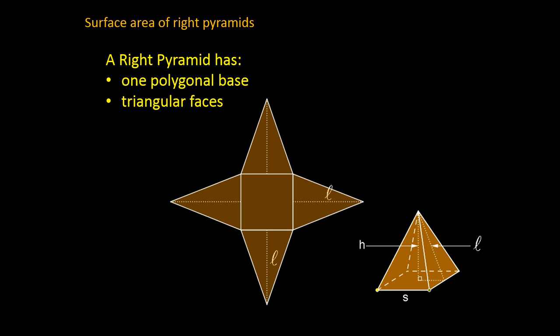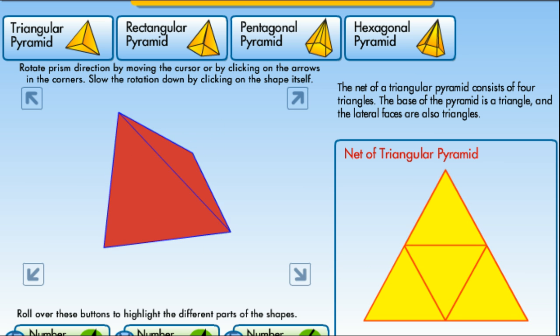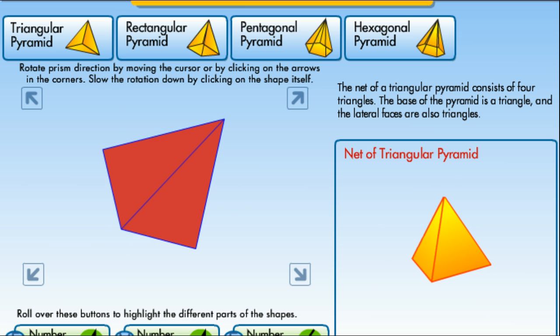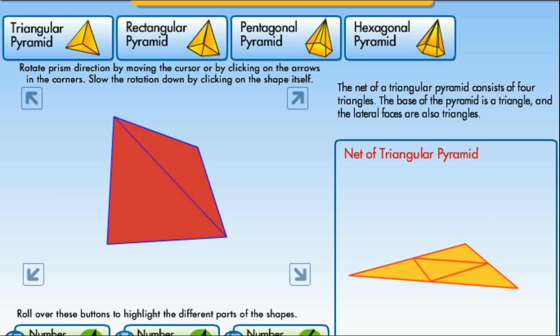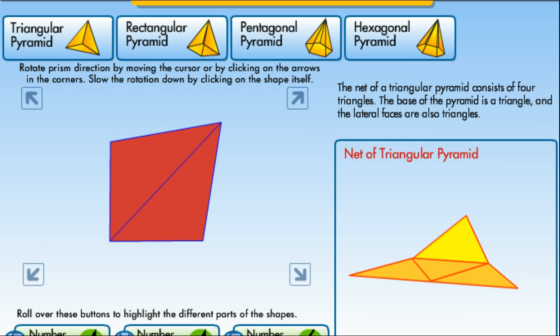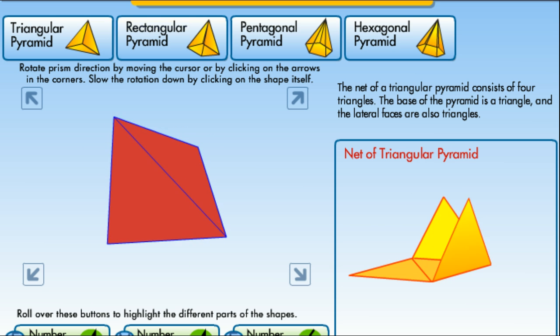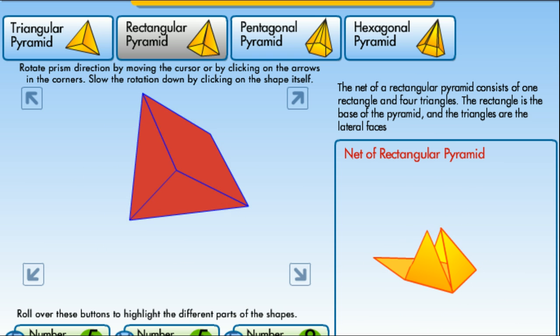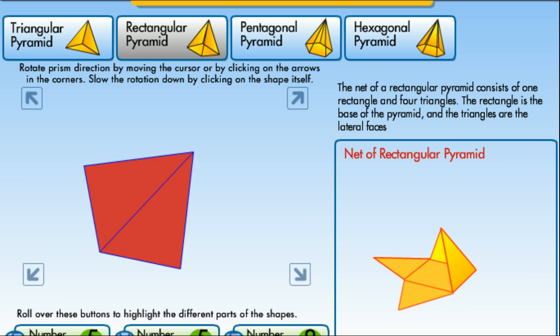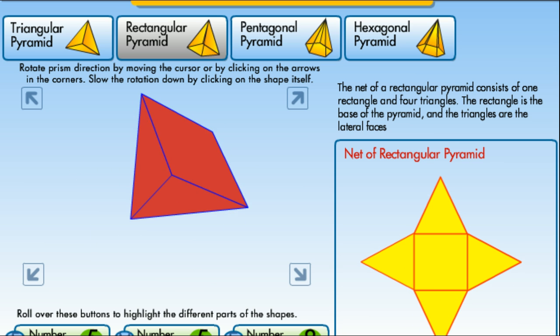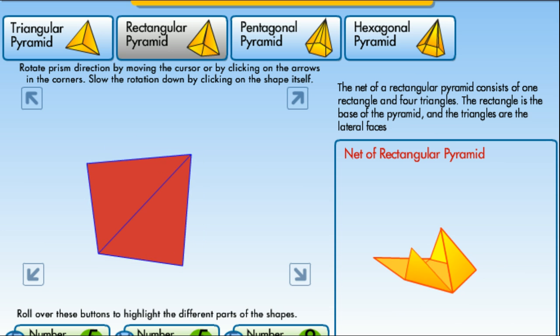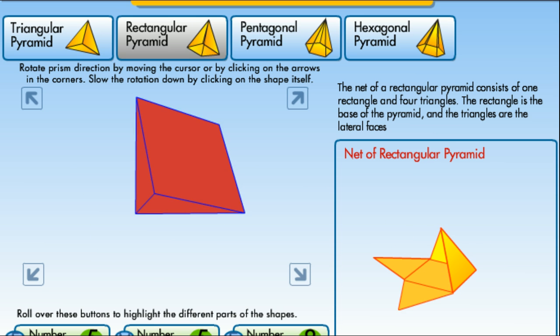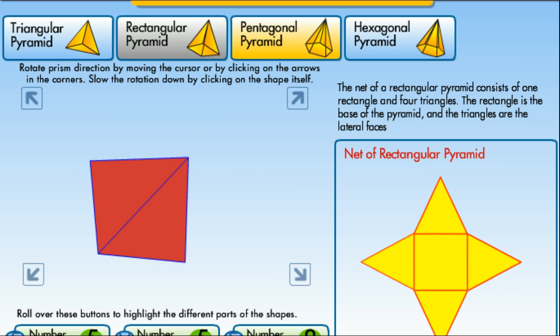So let's look at an animation of some right pyramids and see what their nets would look like. So here's a triangular prism. It has a triangular base with triangles that connect that base up to a vertex. And you can see that all of its faces are triangles. A rectangular pyramid would have a rectangle for a base, and then all of its faces would be triangles that are connected up to that rectangle from a vertex that's not in the plane of the rectangle.